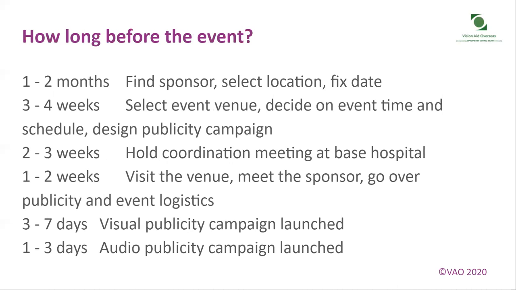This is a proposed timeline for things to do before an outreach event. 1 to 2 months before the event, find your sponsor, select your location, and fix your date. 3 to 4 weeks prior, select the event venue, decide on the event time and schedule, and design the publicity campaign.